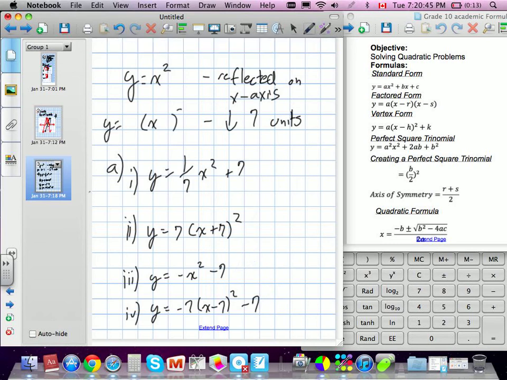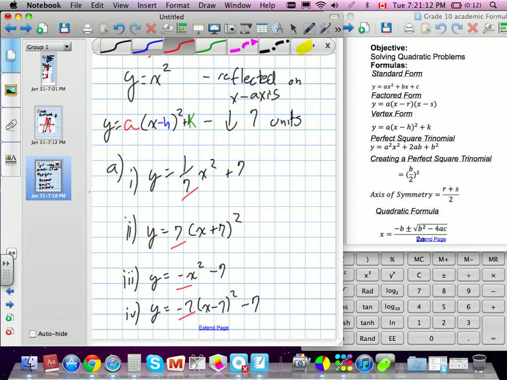What are the A values? What's the A value in the first one? In the second? In the third? Positive or negative? Negative 1. Good. What are the H values in the first one? Yeah, there is none, so we'll leave it at 0. And this one? 7. And this one? Good. And K values? 7. Yep. Okay.